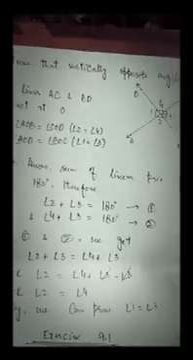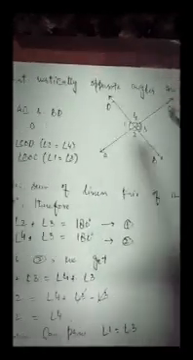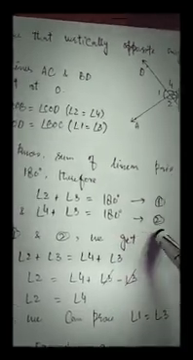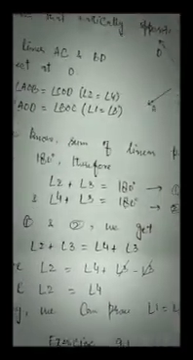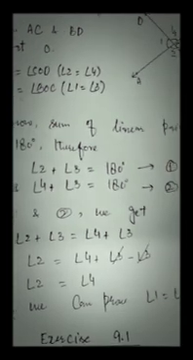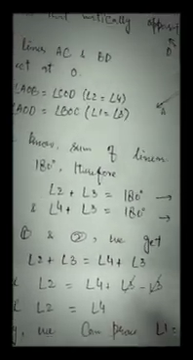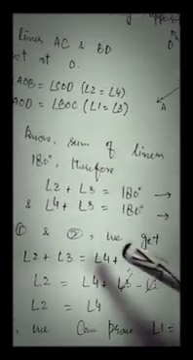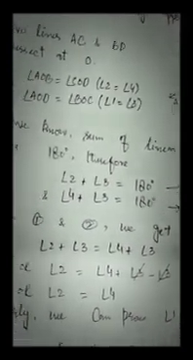Now proof. We know that sum of linear pair of angles is 180. Angle 2 and angle 3, these form linear pair of angles, so their sum will be 180 degree. Similarly, angle 3 plus angle 4, their sum will be 180 degree. Angle 2 plus angle 3 is 180. Angle 4 plus angle 3 is 180. When we see the two equations, two equalities, rather, we can say that their right hand side is same, so their left hand side must be same.